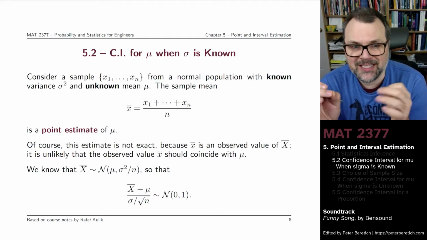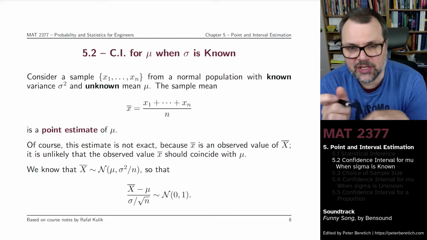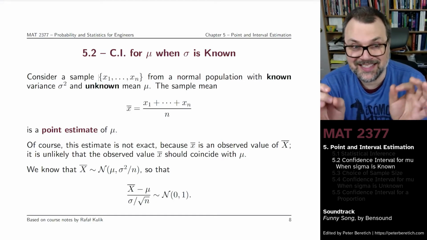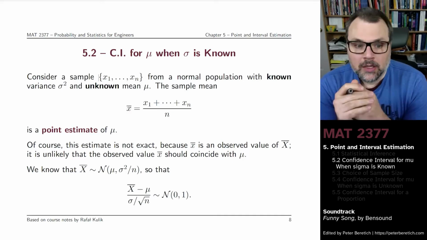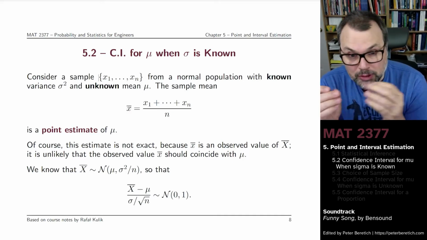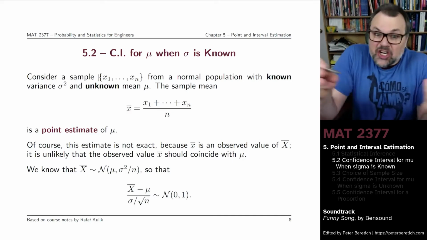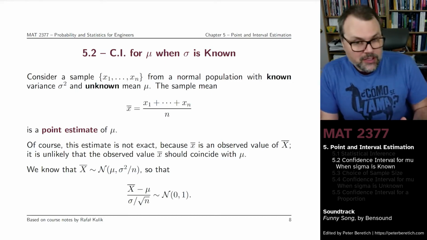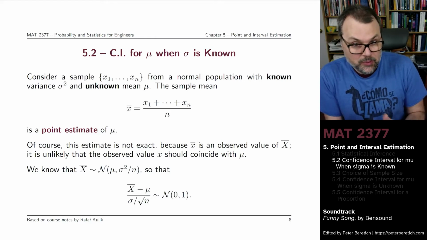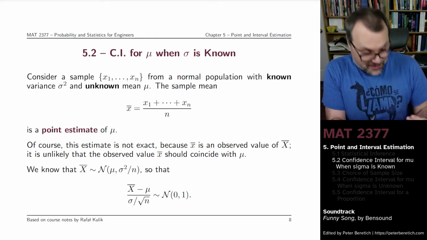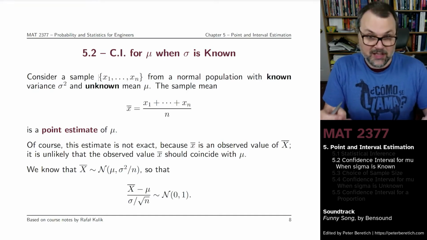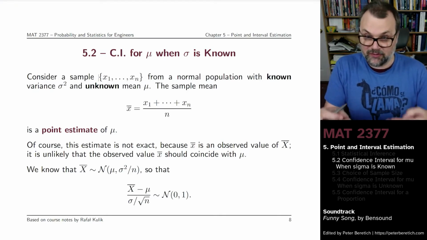The sample mean x bar, which is just the sum of the n observations divided by n, the number of observations, that's a point estimate for the mean. The estimate isn't going to be exact, of course, because you could be somewhat unlucky with your observations, and if you try a different sample, you might get a different result for the sample mean, and if they're both different, they can't both be the exact value of mu, right?